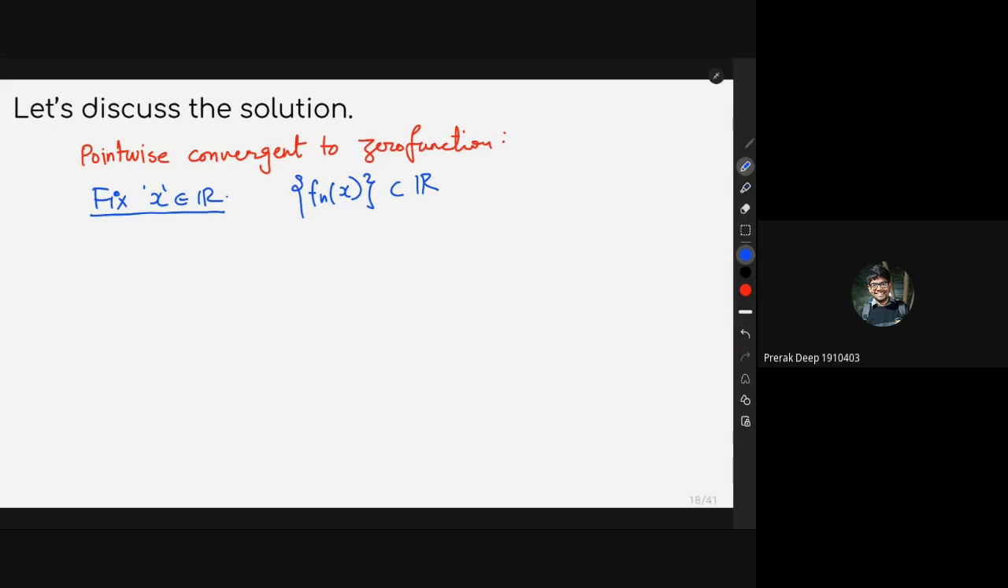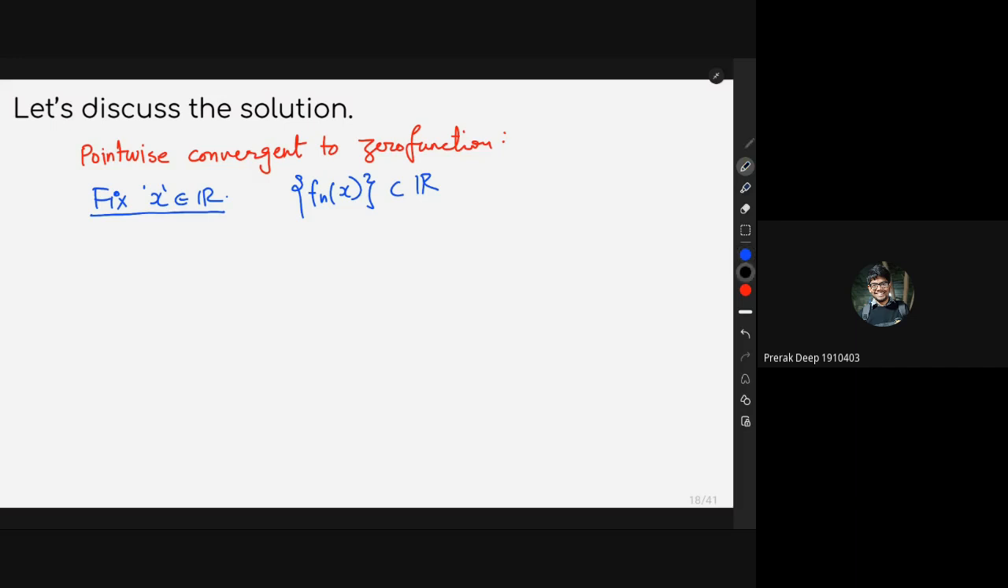And now you know how to deal with a sequence of real numbers. We know the convergence of limits. We know the convergence of the sequences of real numbers. So we use that definition.